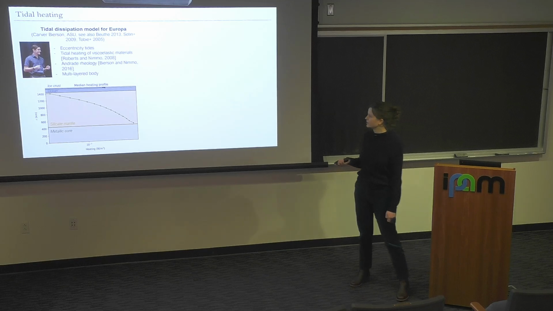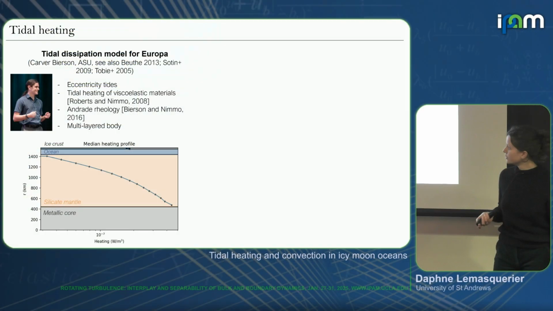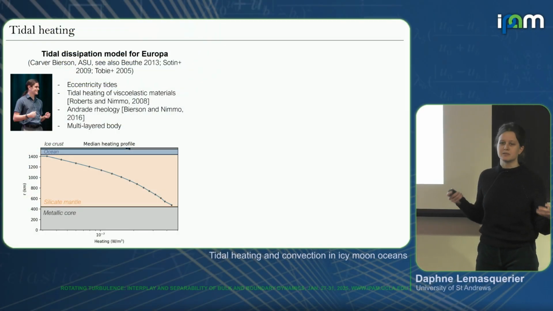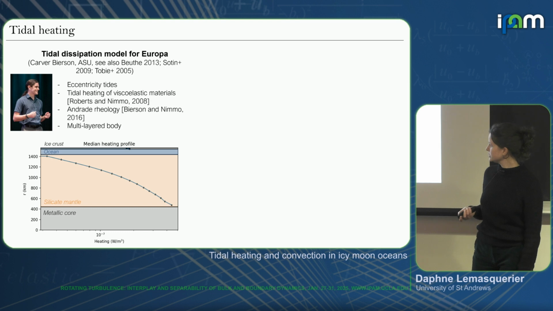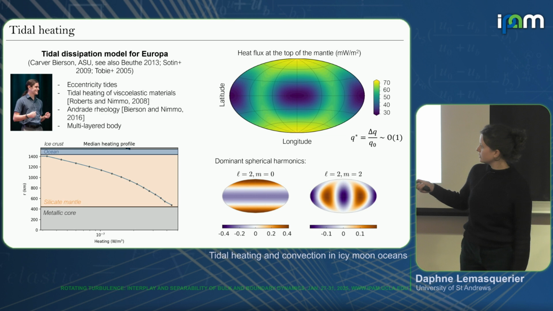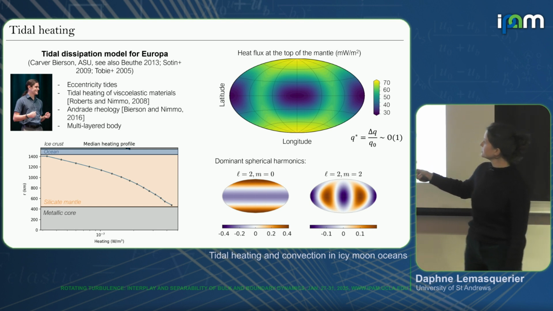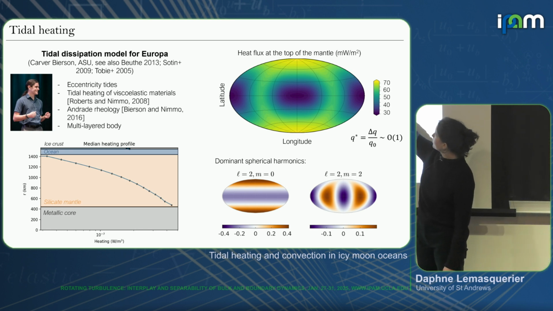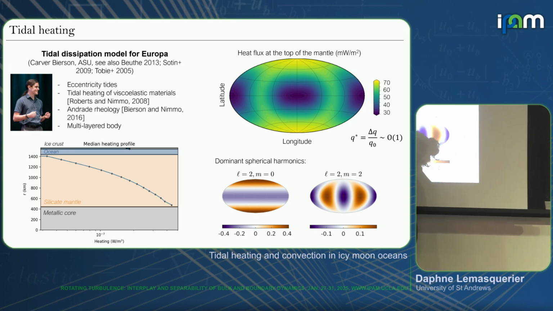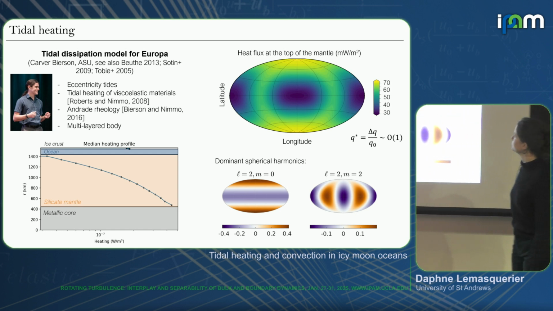And so we worked with Carver Bierson, who at the time was a postdoc at Arizona State University, on understanding what would be the heating pattern that would result from tidal heating in Europa's mantle. And so using a three-dimensional model, assuming that Europa is a multi-layered body, and again, making assumptions about the rheology of this body, you can get a prediction for this tidal heating, and in particular for the heat flux that you would get at the top of the mantle at the seafloor, basically underneath the ocean.